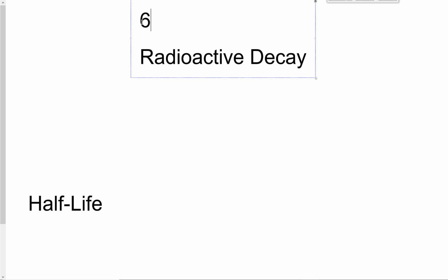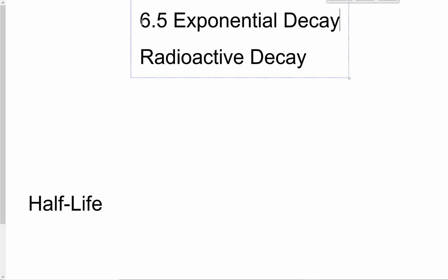In chapter 6, section 5, last video we talked about exponential growth. Now we're going to talk about exponential decay. And one of the main things that talks about exponential decay is radioactivity. So any radioactive substance is going to decay over time. And so that decay over time is proportional to the amount that we start with.